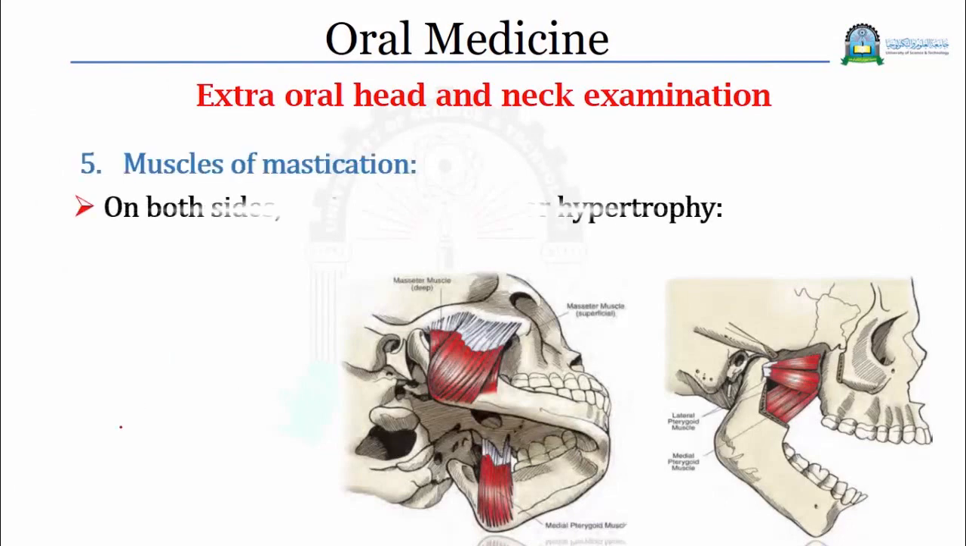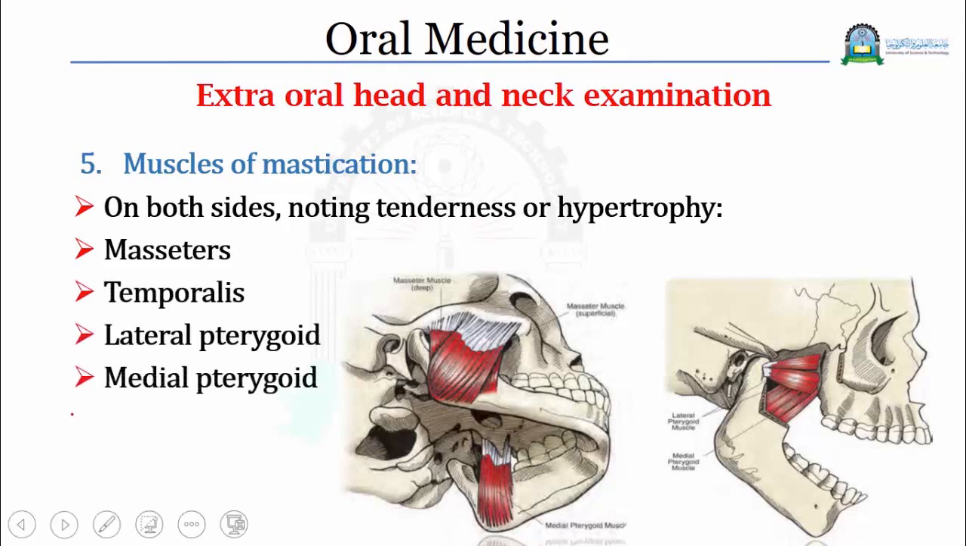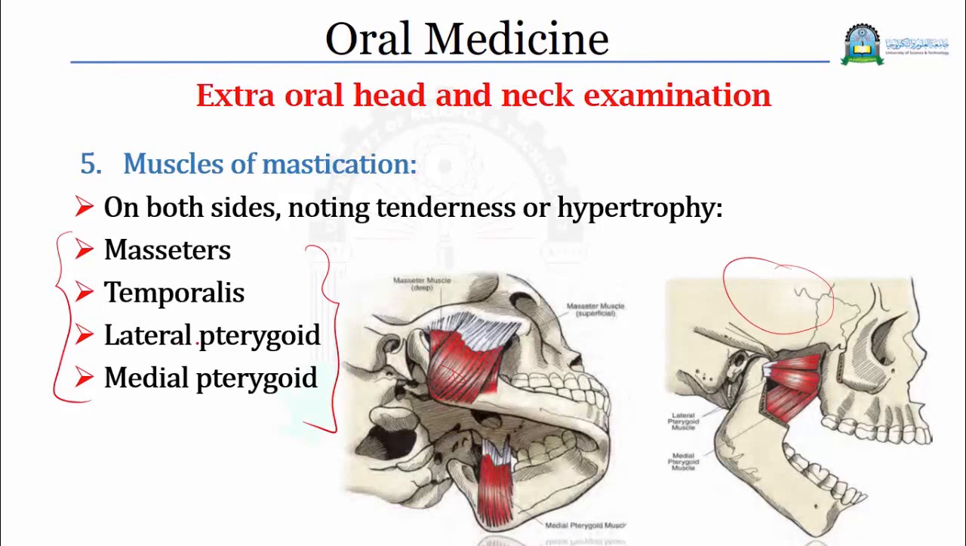Then you have to examine the muscles of mastication. We have four main muscles of mastication: the masseter muscle, temporalis muscle, lateral pterygoid, and medial pterygoid muscle. All those four main masticatory muscles must be examined and evaluated clearly. This is the masseter muscle, and the temporalis muscle is here in the temples. This is the lateral pterygoid muscle, with two heads, and this is the medial pterygoid muscle.